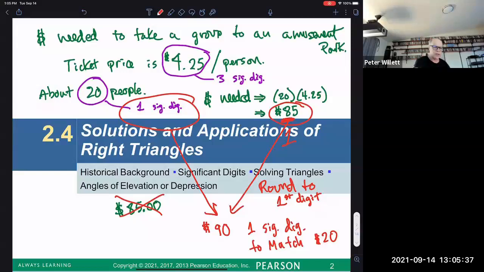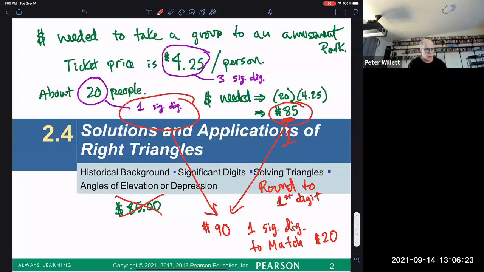So the idea is when you give your final answer, you don't want to give an answer that suggests more accuracy than you actually know. So for example, if I'm saying, well, I have 3 digits for the person, and so when I multiply these together, I'm going to get $85 down to the nearest dollar. But I don't know that it's actually $85 instead of $86 or $84. Why do I not know that? Because when I had 20 people, it could be 21 or 22. The inaccuracy of the 20 people forces that level of inaccuracy in your answer.